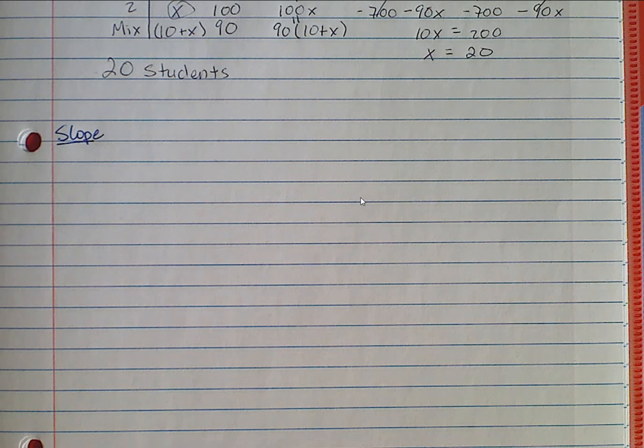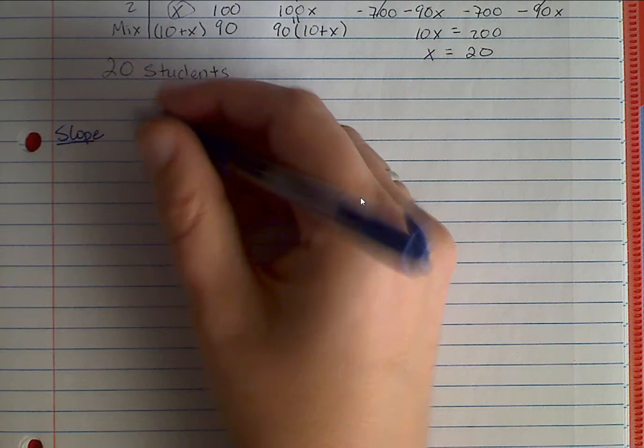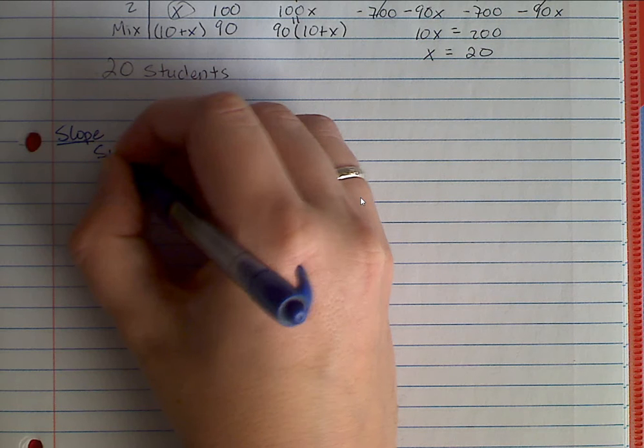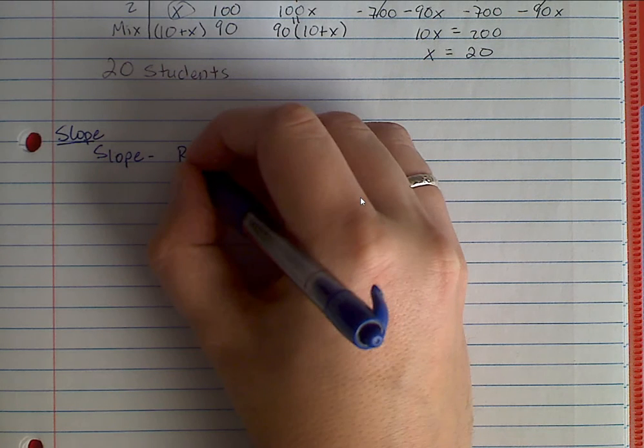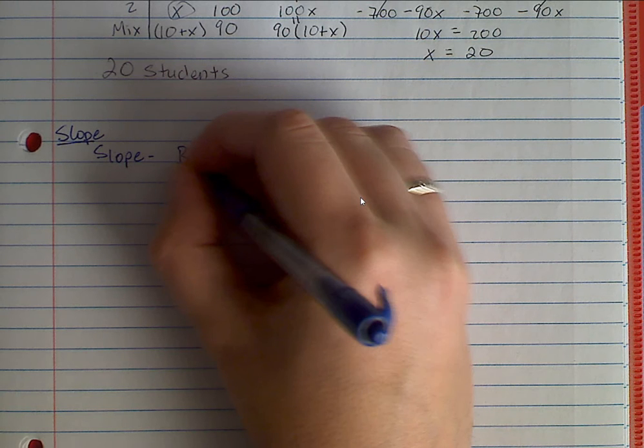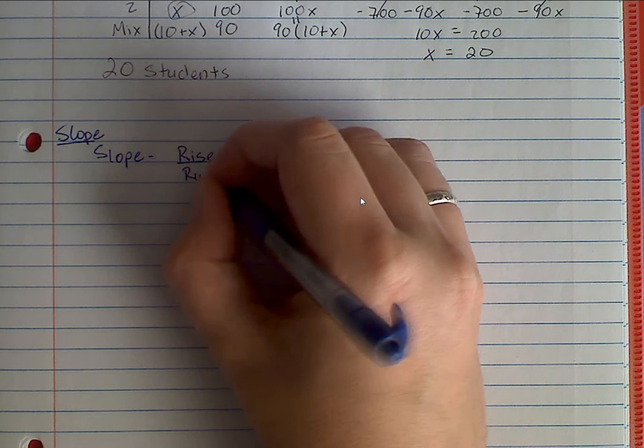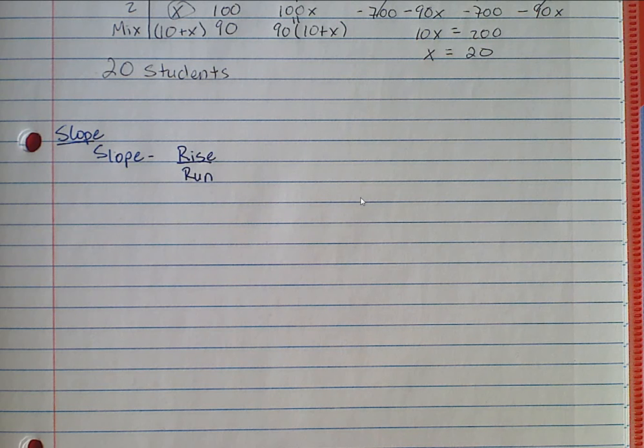Okay, so slope. The main idea behind slope is its rise divided by run. So it's rise over run. That's the main idea for slope. Rise over run. All right, rise over run.